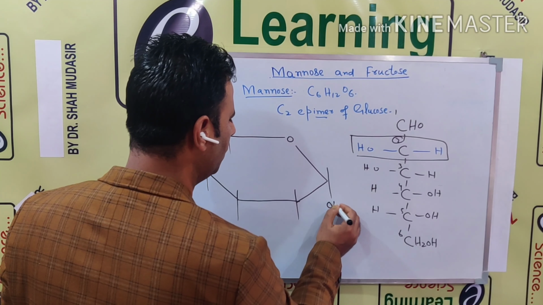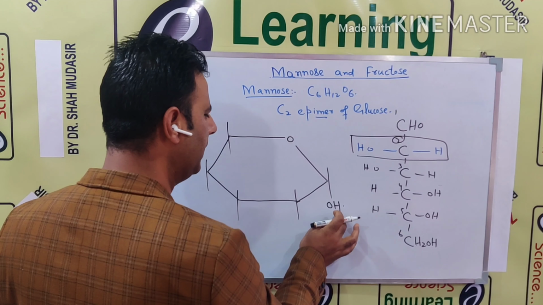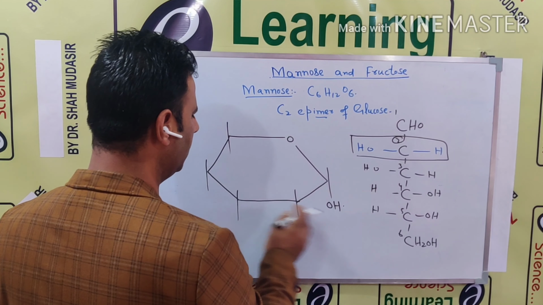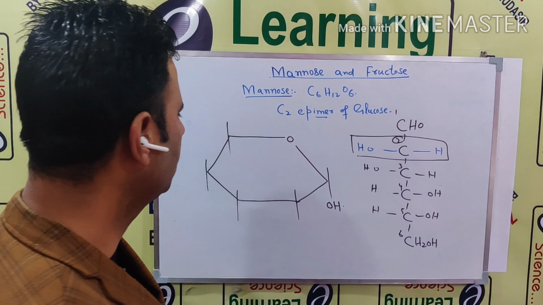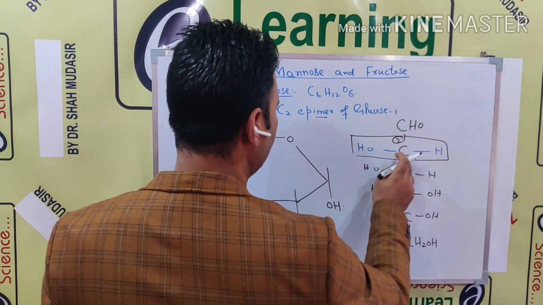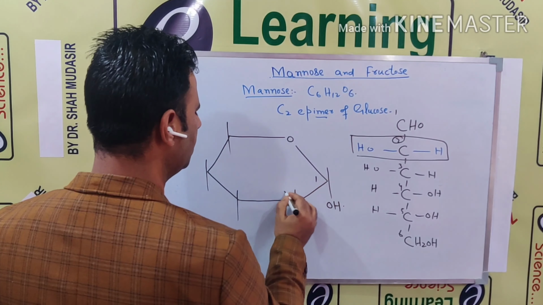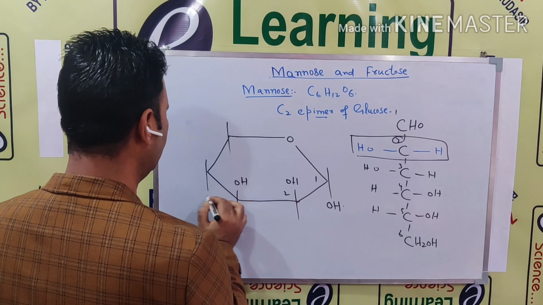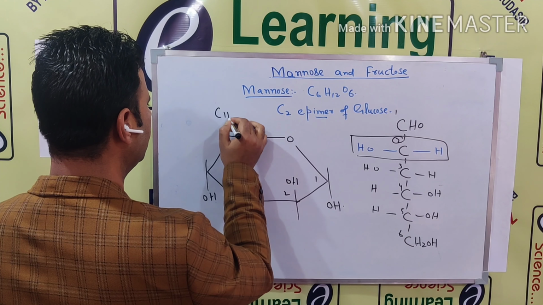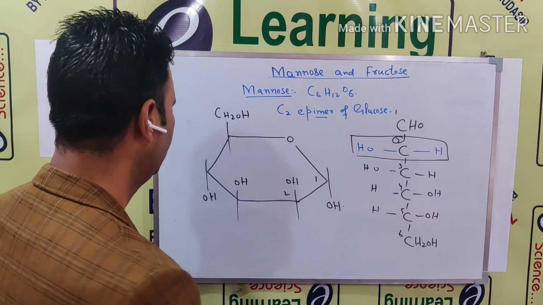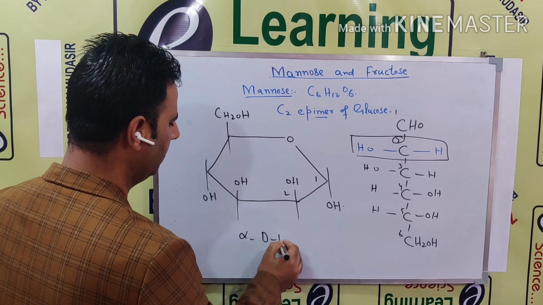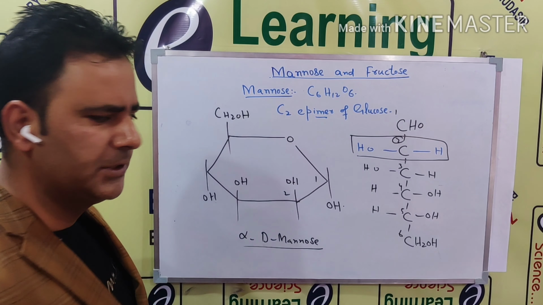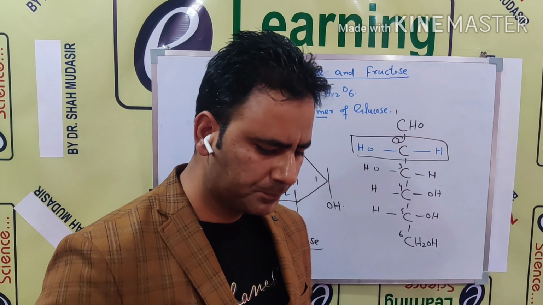Yes, if I put OH here, it is alpha, or if I place OH on the upper side of the anomeric carbon, it will be beta. The rest of the structure is the same as that of glucose, but we have a difference at position number 2. At position number 2, the OH is on the inner side. At position number 3, it is also on the inner side, and here it is CH2OH. This way we can draw alpha D mannose. This is the ring structure of alpha D mannose. All right.